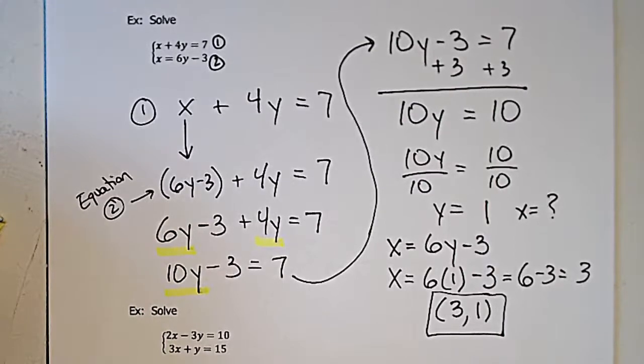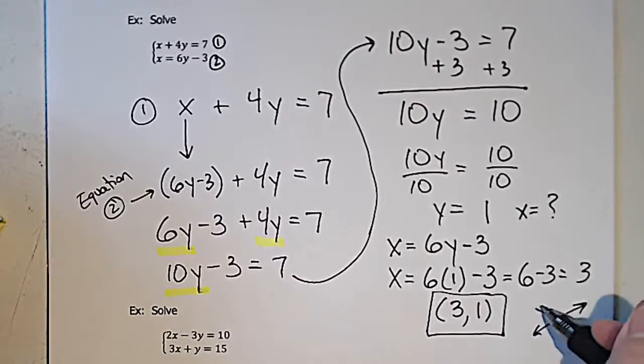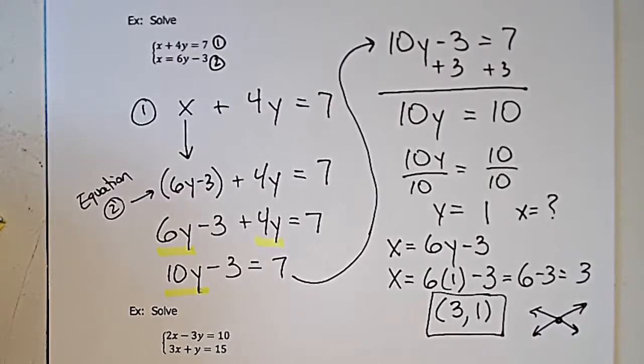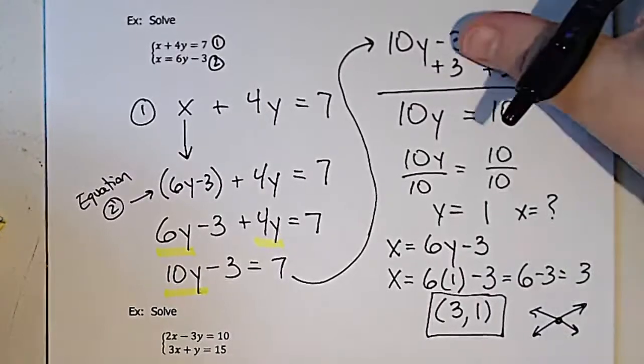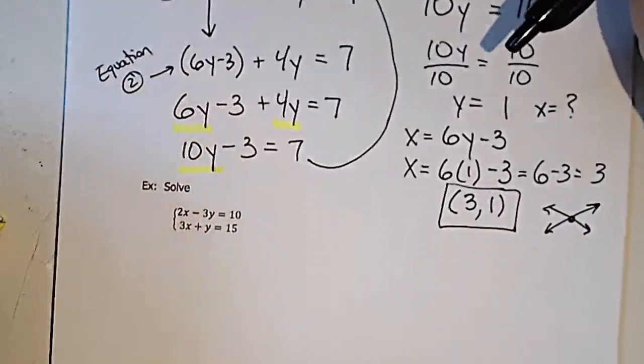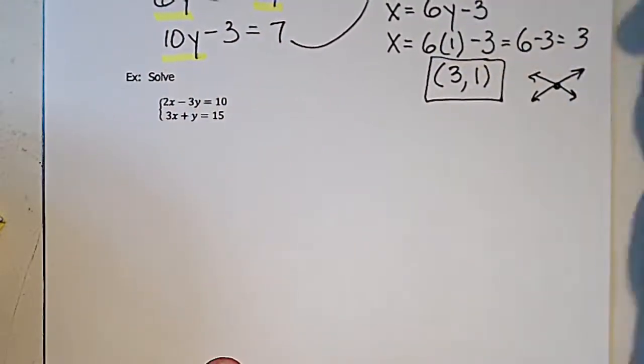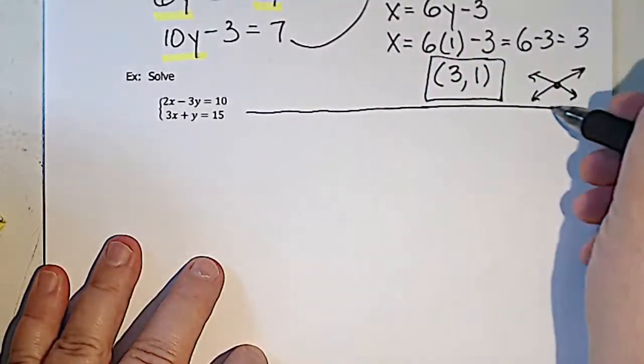Okay, are they the same line? And the answer is no, they're not the same line because we got a single answer, which means one of them goes up like this and one of them goes down like this, and we get a single point in the middle. So Matt Damon is saved. Woohoo! And just as quickly, there goes Matt Damon being in trouble again.